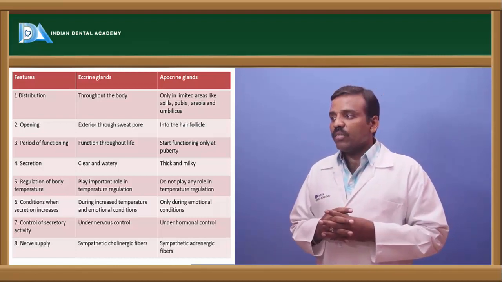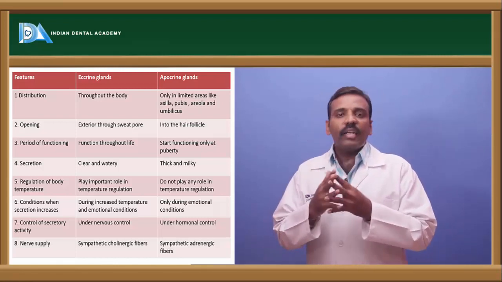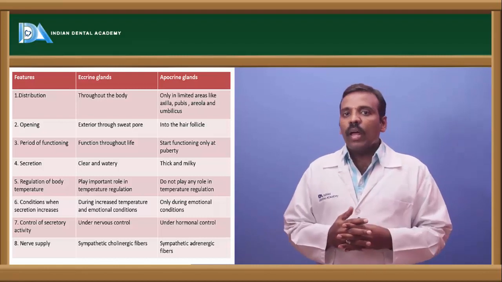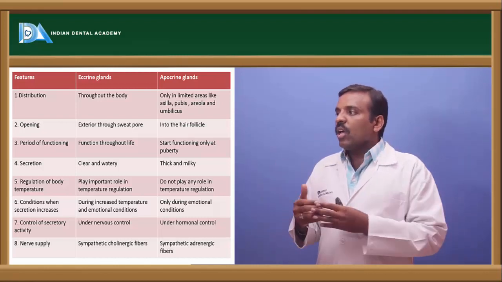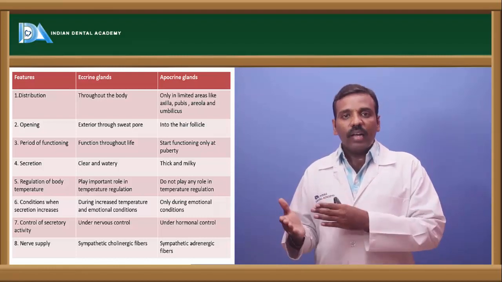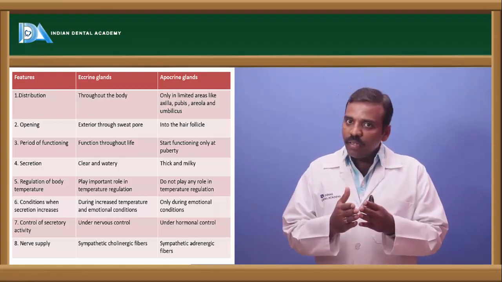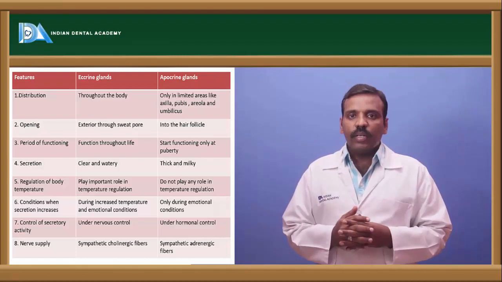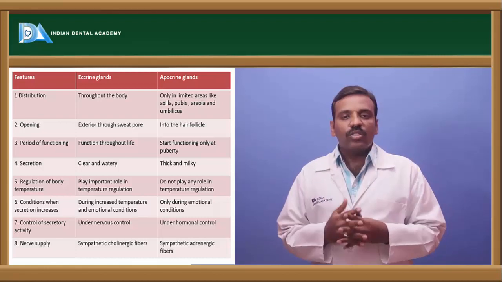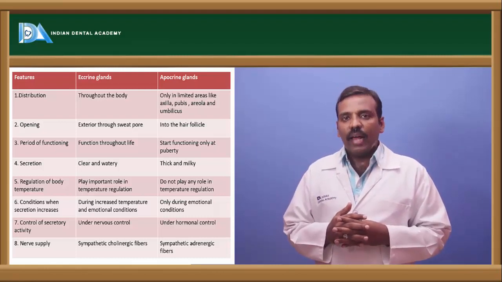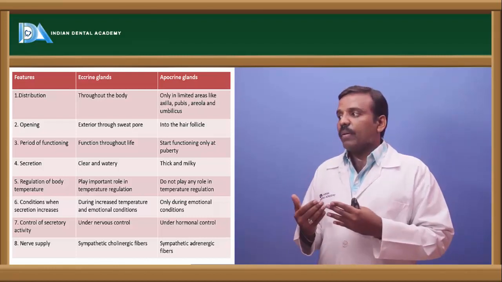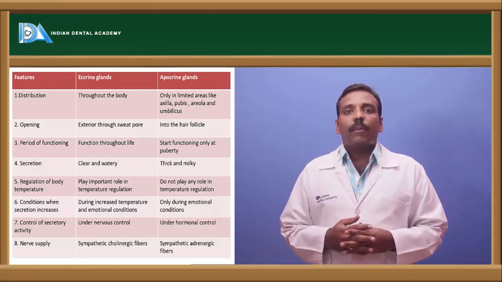Next is the control of secretory activity. In eccrine glands it is under nervous control, whereas in apocrine glands it is under hormonal control. Apocrine glands have hormonal control and eccrine glands have nervous control. Next is nerve supply: sympathetic cholinergic fibers supply the eccrine glands, whereas sympathetic adrenergic nerve fibers supply the apocrine glands.